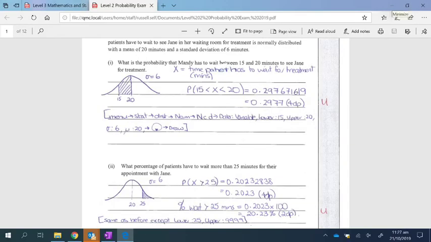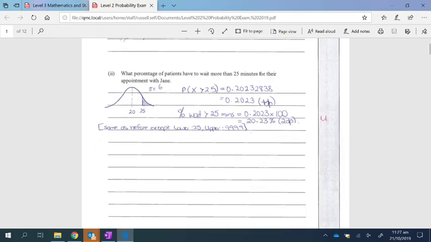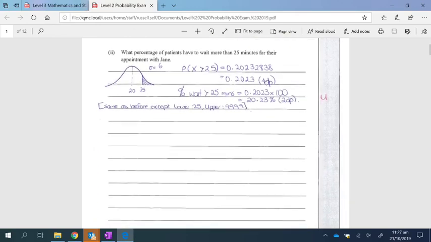So you have to be careful about that. So look at the second one. What percentage have to wait more than 25 minutes for their appointment? Okay. So look at where the shading is this time. The shading is here just on this little tail. But our chart will only give us information all the way from there.